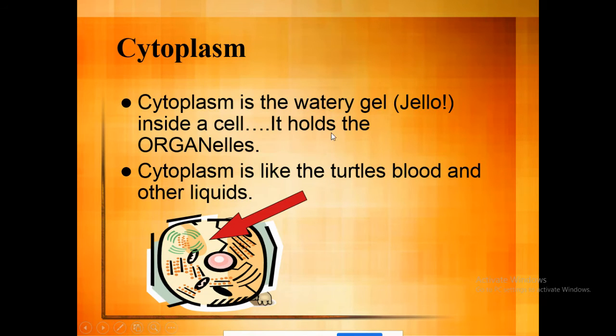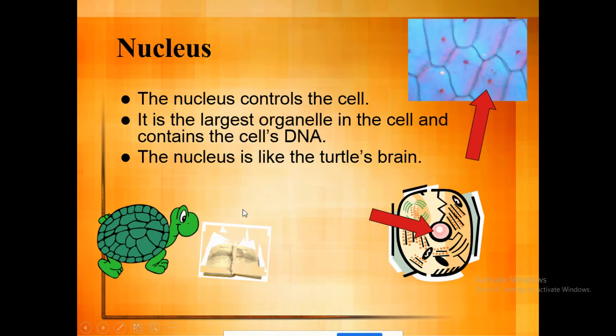So coming to the cytoplasm. Cytoplasm is a watery gel-like fluid which is present inside the cell, and it holds all the cell organelles. You can compare the cytoplasm to the turtle's blood and the other liquids. The third one, we have a nucleus which controls all the functions of the cell. It is the largest organelle in the cell and contains the cell DNA, which is the genetic material. You can compare this nucleus to the turtle's brain.